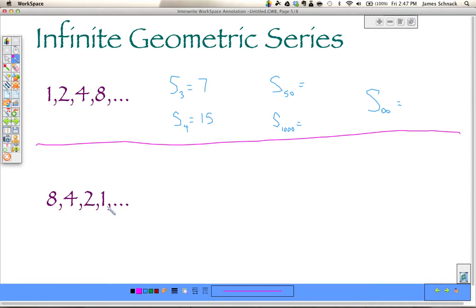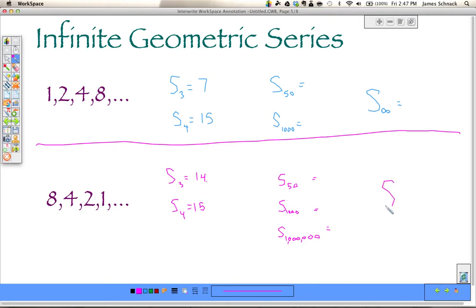For this second sequence, if I wanted S sub 3, you could find it for me. 8 plus 4 plus 2 is 14. S sub 4, 15, and we could find S sub 50, we could find S 1000, we could find S sub 1 million if we really wanted to.